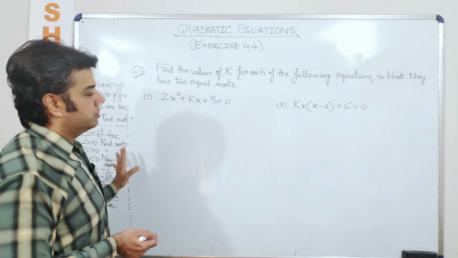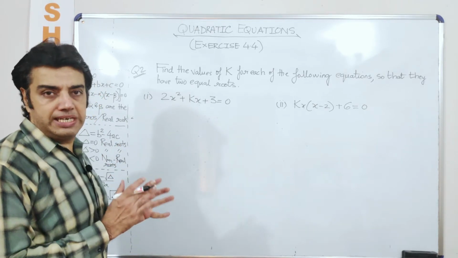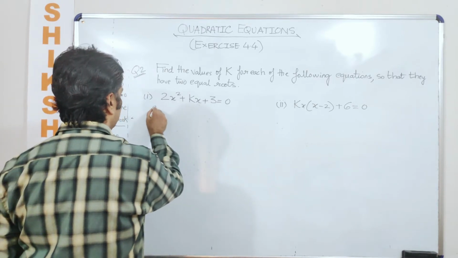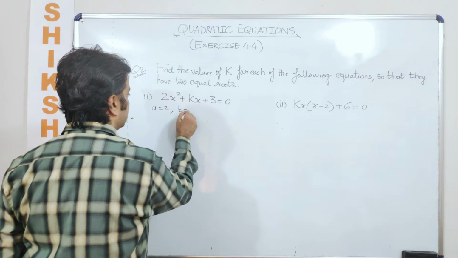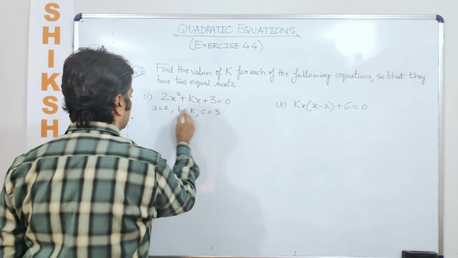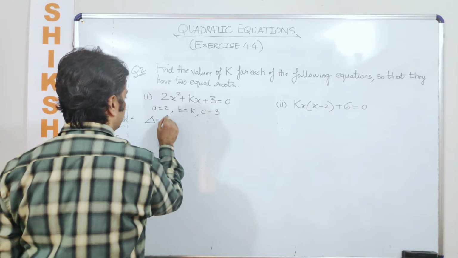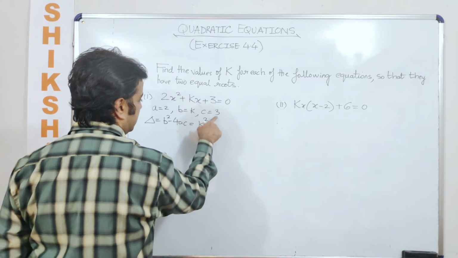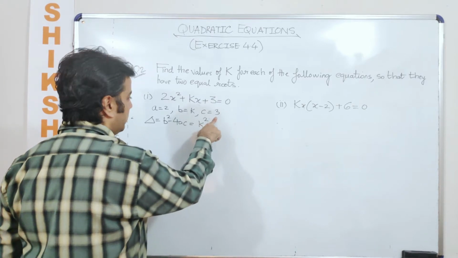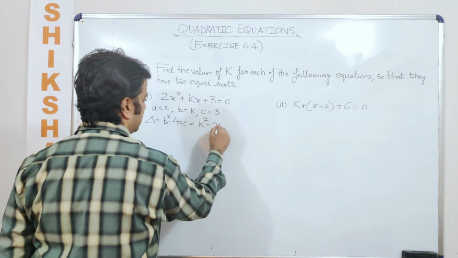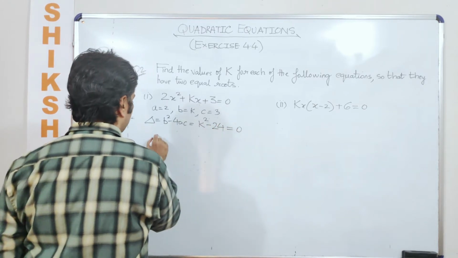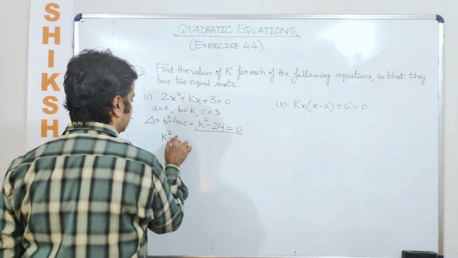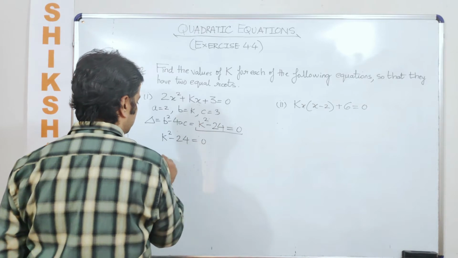The condition for two equal roots is that the value of the discriminant, which is delta, should be equal to 0. Okay, so this is the first equation. In this case, the value of a is 2, the value of b is k, and the value of c is 3. So delta comes out to be b square minus 4ac, which is k square minus 4 into 3, which is 12, 12 into 2 is 24. Now this is already given to you as 0. So what are we saying? We are getting a quadratic equation in terms of k, wherein k square minus 24 is equal to 0.